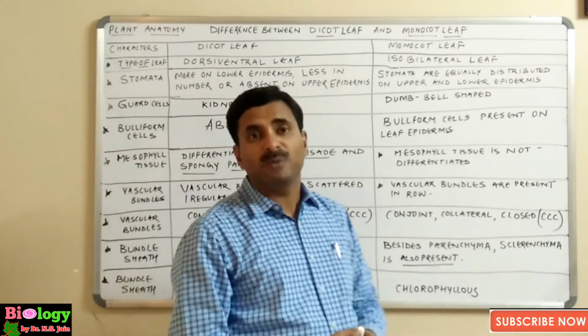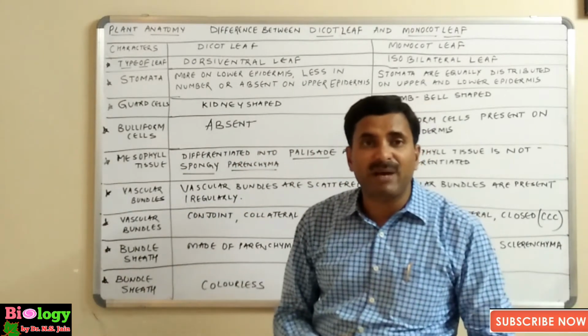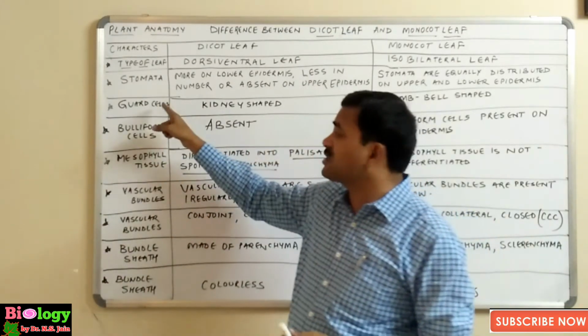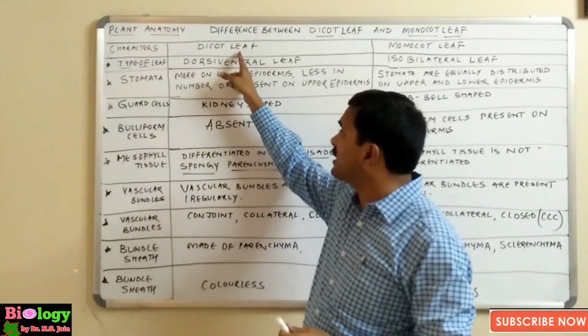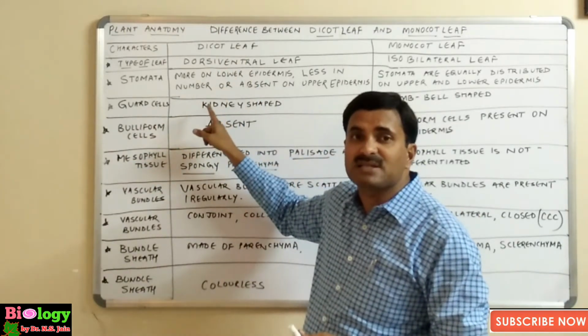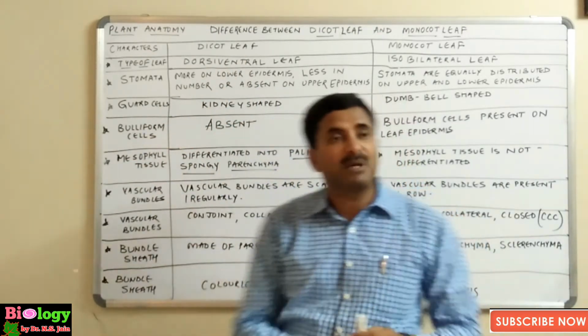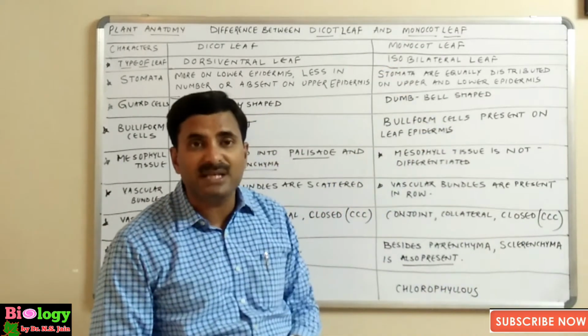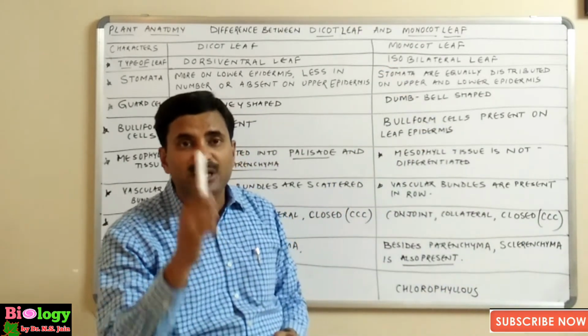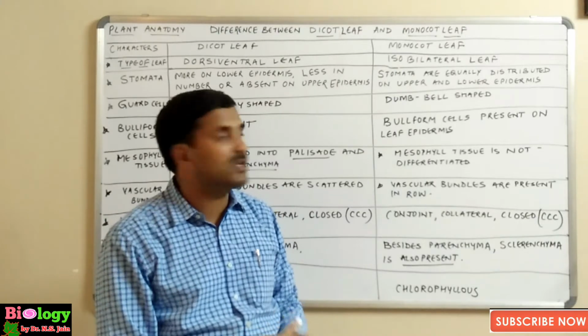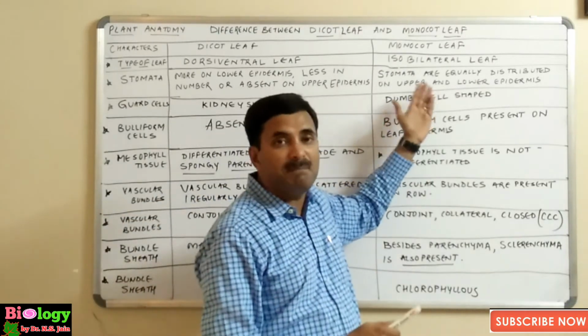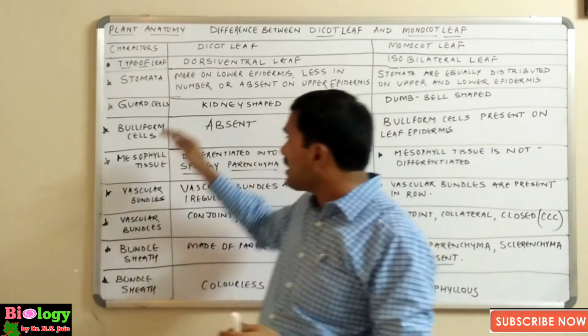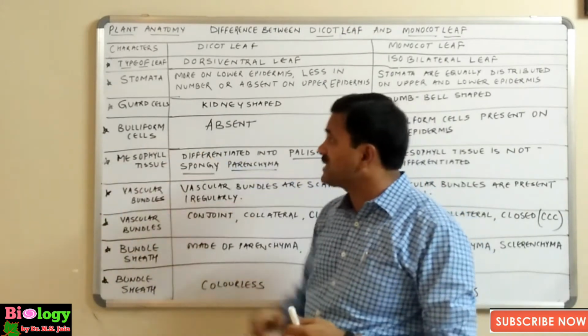And we know also that stomata are guarded by guard cells. So the chief feature of the guard cells in the case of the dicot leaf is that the guard cells are kidney shaped. But in the case of the monocot leaf, you can see that the guard cells surrounding the stomata are not kidney shaped, they are dumbbell shaped. Okay. Next one is the bulliform cells.